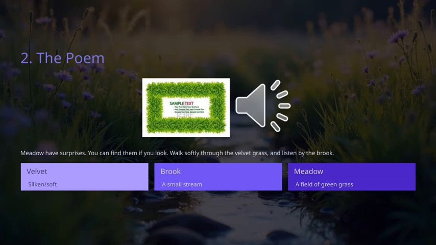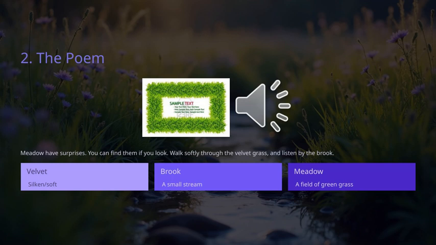On this slide, we're exploring the poem and its imagery. Meadows have surprises. It reminds us that nature often holds unexpected delights if we take the time to notice. You can find them if you look, emphasizing the importance of observation and curiosity. Walk softly through the velvet grass. Here, velvet suggests a soft, luxurious texture, inviting us to move gently and appreciate the delicate beauty around us. And listen by the brook, being a small stream that adds a soothing, natural soundscape to our experience.